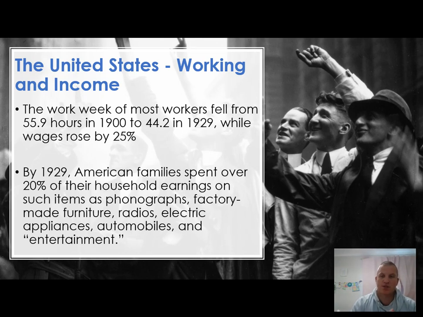Also, to go with this, items became a lot cheaper. Because of increased industrialization, items become cheaper to buy. And so by 1929, American families spent over 20% of their household earnings on everyday things like factory-made furniture, not handmade, radios, electric appliances, cars, and other forms of entertainment.